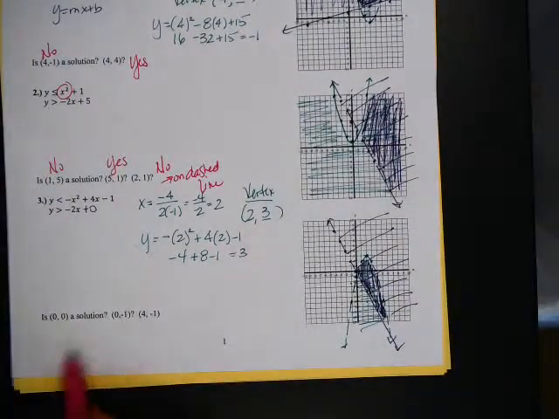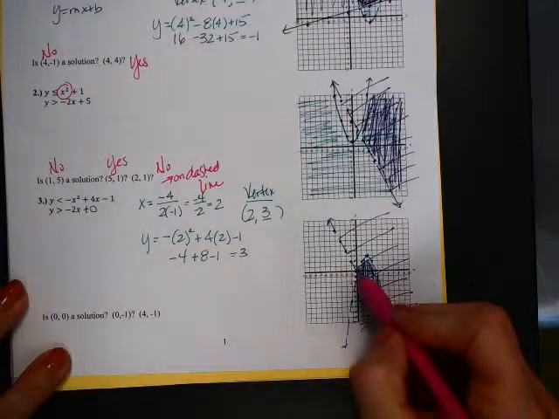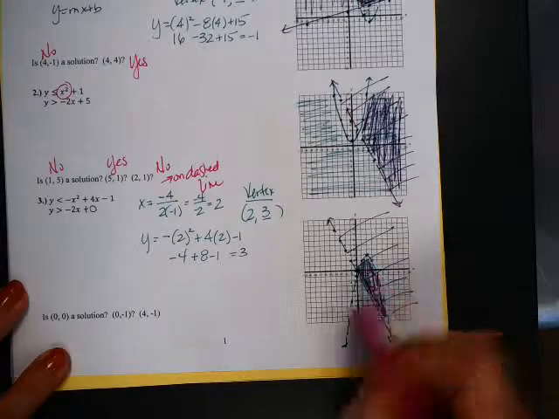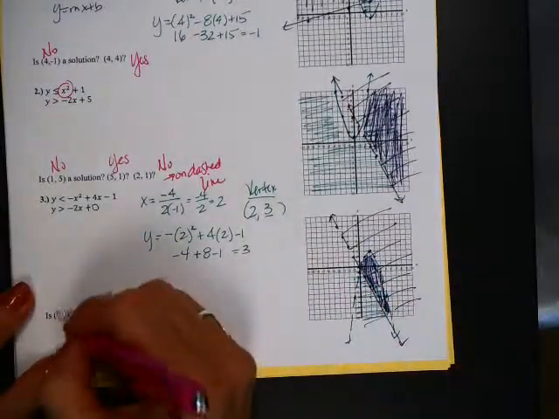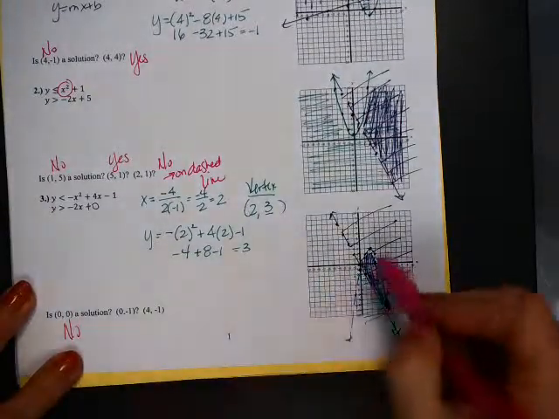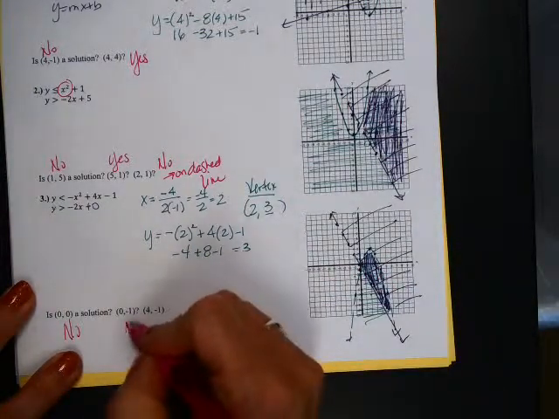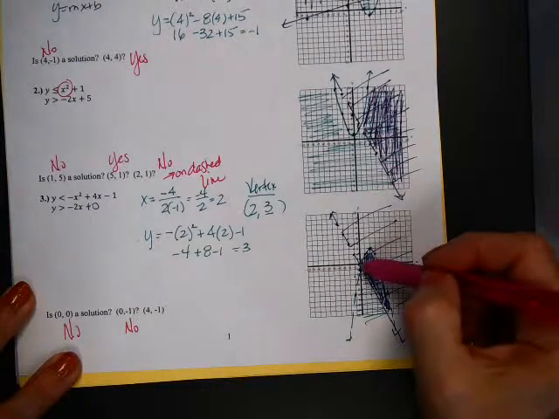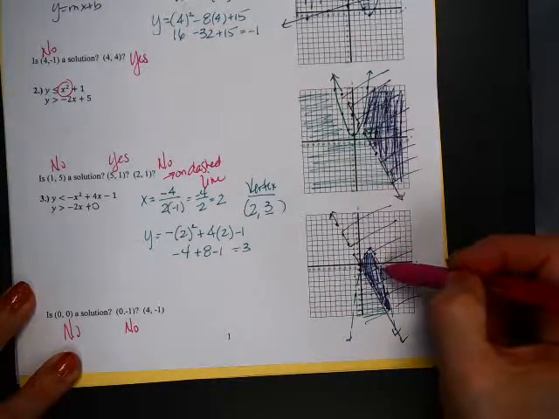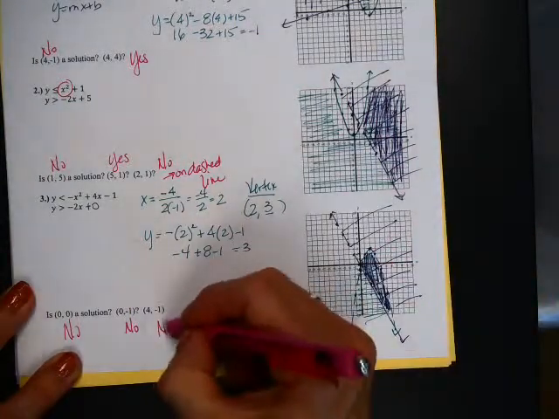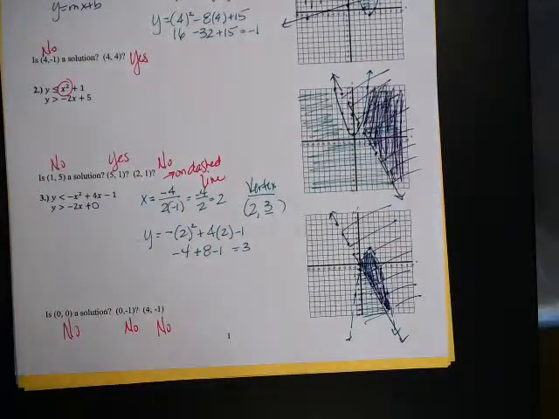So, is 0, 0 a solution? It's on the dashed line, and if it's on a dashed line, it's not included, so no, not a solution. How about 0, negative 1? Again, it's on a dashed line. Nope. So surely 4, negative 1. It is once again on a dashed line. No. Trick question. None of those were solutions. All right, we are done.